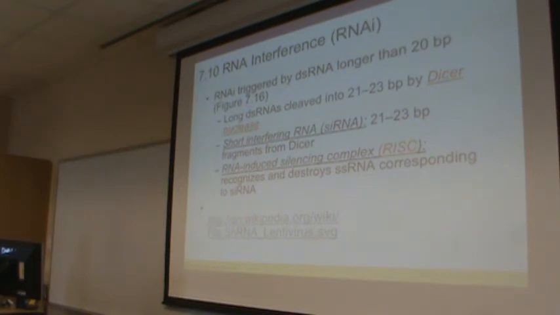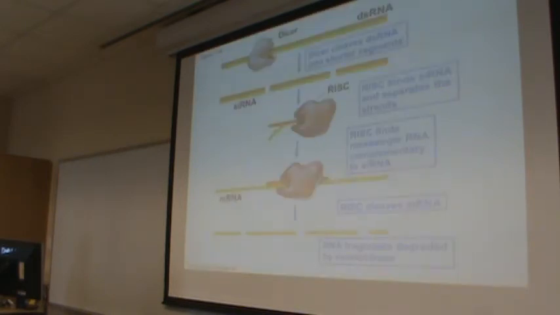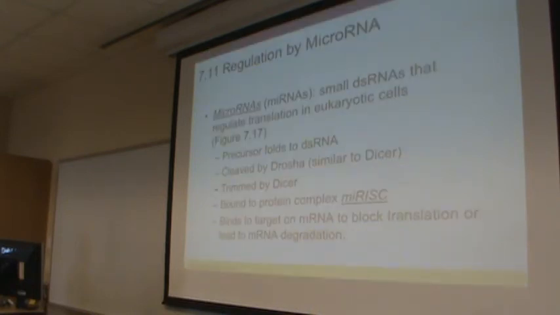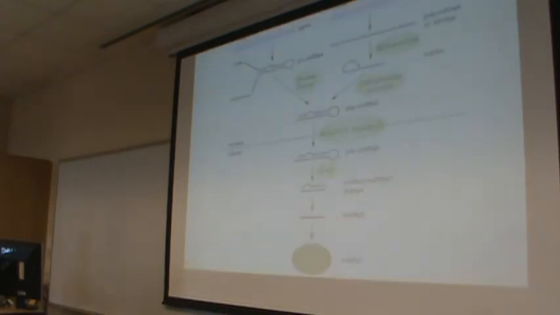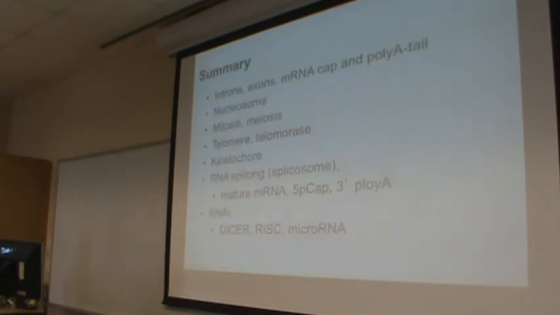So the normal function involves the microRNA. When microRNAs target the mRNA, they can either block translation or lead to mRNA degradation. I didn't come up with a quiz, but that's the summary of this.